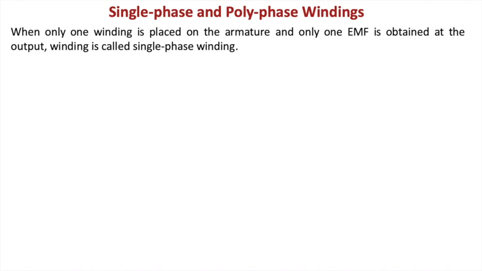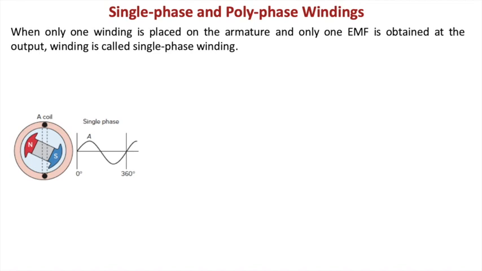When only one winding is placed on the armature and only one EMF is obtained at the output of the winding, it is called single phase winding. This is the representation of single phase winding, a single coil that is placed in the armature.